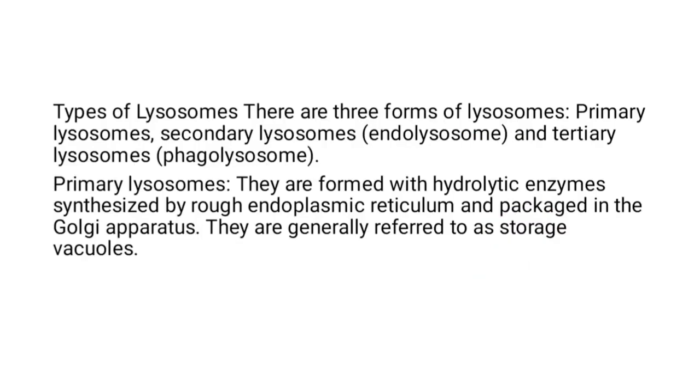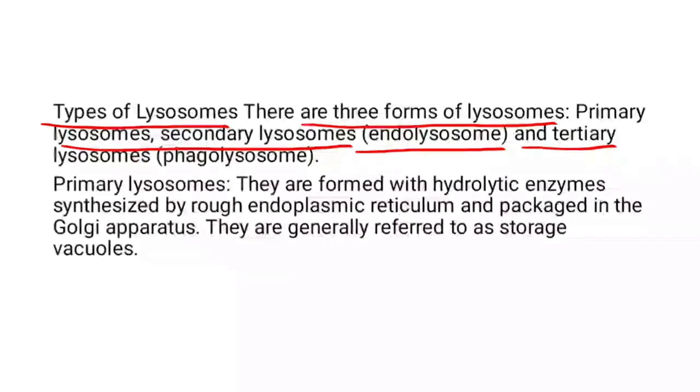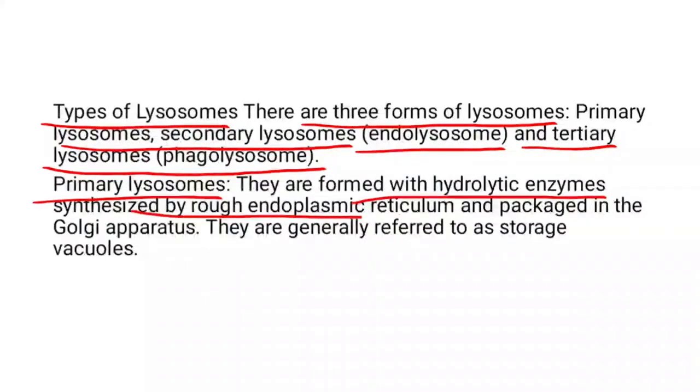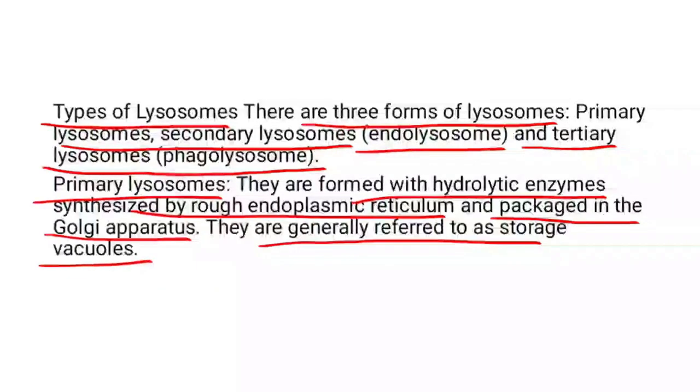There are different types of lysosomes. There are three forms of lysosomes: primary lysosomes, secondary lysosomes, which are also called endolysosomes, and tertiary lysosomes, which are called phagolysosomes. Primary lysosomes are formed with hydrolytic enzymes synthesized by rough endoplasmic reticulum and packaged in the Golgi apparatus. They are generally referred to as storage vacuoles.